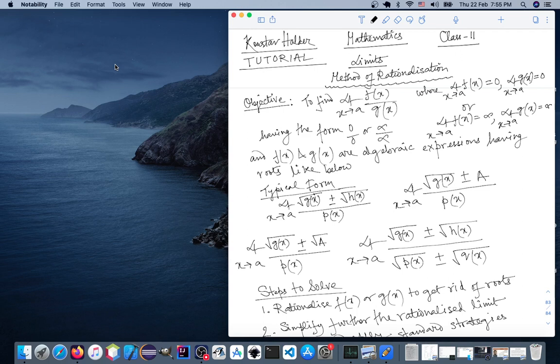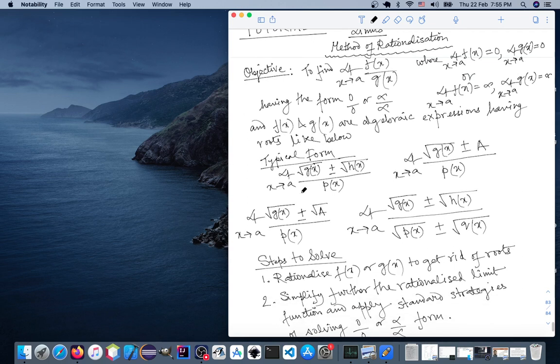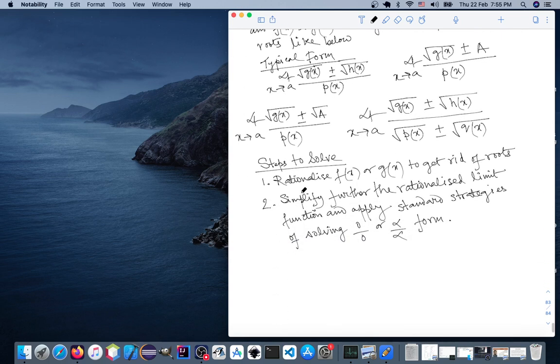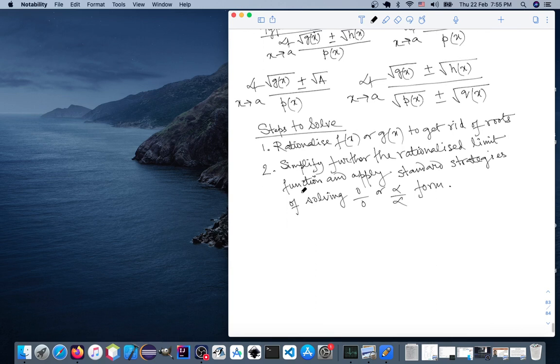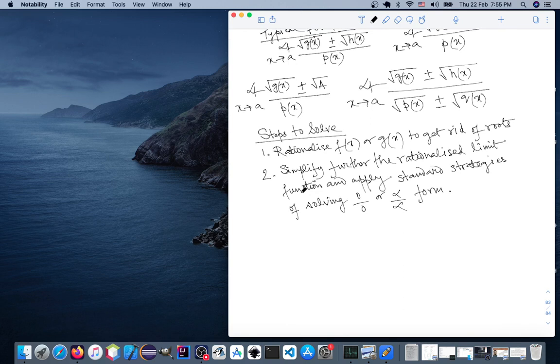Now, to solve this kind of problem, the general method is we rationalize f(x) or g(x) or both to get rid of the terms having roots. We then further simplify the rationalized limit function and apply the standard strategies of solving limits of the form 0 by 0 or infinity by infinity. Let's try some problems to understand how we solve this kind of limits.